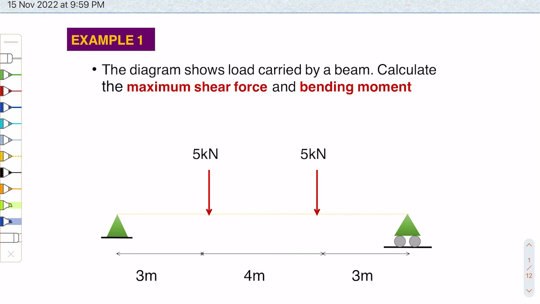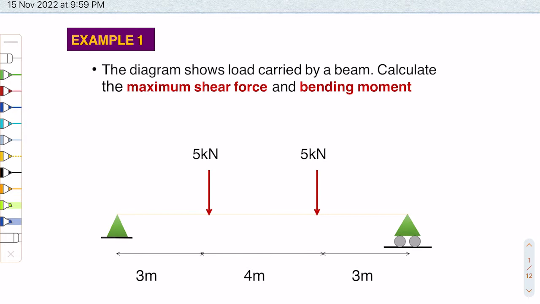Now let's look at example number 1. The diagram shows load carried by a beam. Calculate the maximum shear force and maximum bending moment, which means that this question asks for the value of maximum shear force and maximum bending moment. And in order to get that value, we must draw the shear force diagram and bending moment diagram.